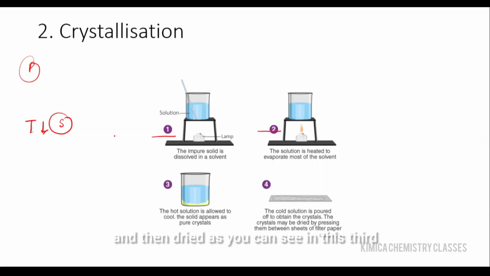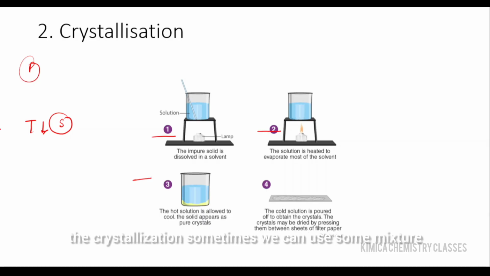As you can see in this third picture, the hot solution is allowed to cool so that the solid appears as pure crystals, and in the fourth one, the cold solution is poured off to obtain the crystals. The crystals may be dried by pressing them between sheets of filter paper. Sometimes a mixture of two solvents can be used for the crystallization.